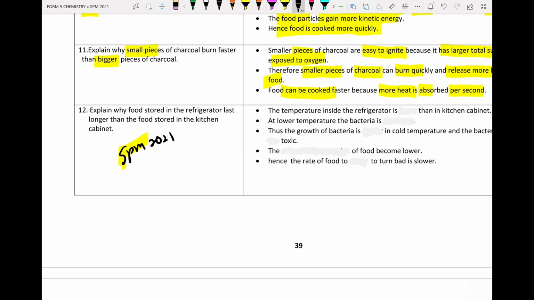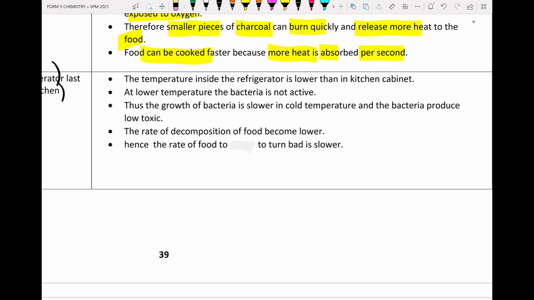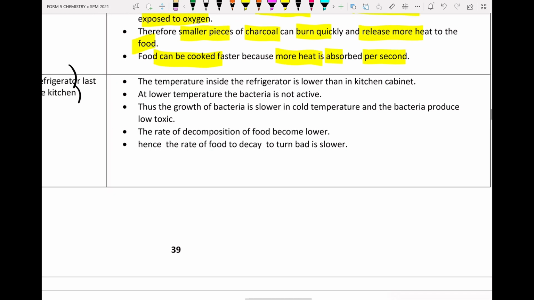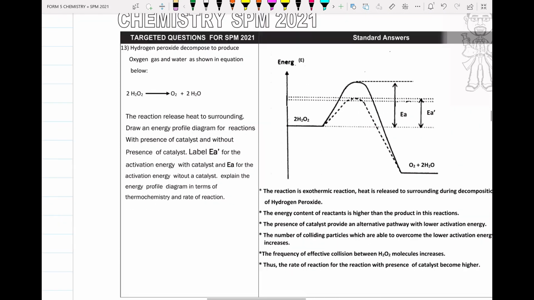Okay, explain why food stored in the refrigerator lasts longer than the food stored in the kitchen cabinet. The temperature inside the refrigerator is lower than in the kitchen cabinet. At lower temperature, bacteria become less active. Thus, the growth of bacteria is slower in cold temperature, and bacteria produce less toxin. So this causes what? The rate of decomposition of food becomes lower. Hence, the rate of food decay to turn bad is slower. So this is the answer that students must remember. We move on to the next question.